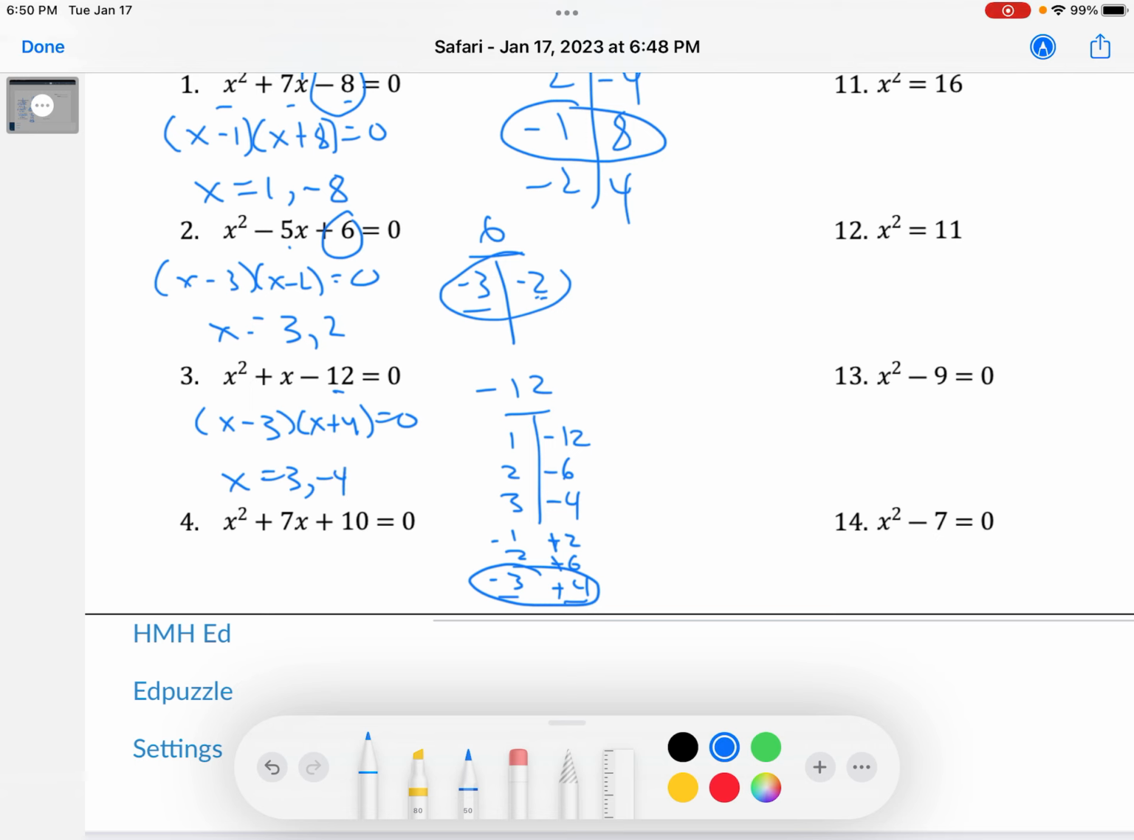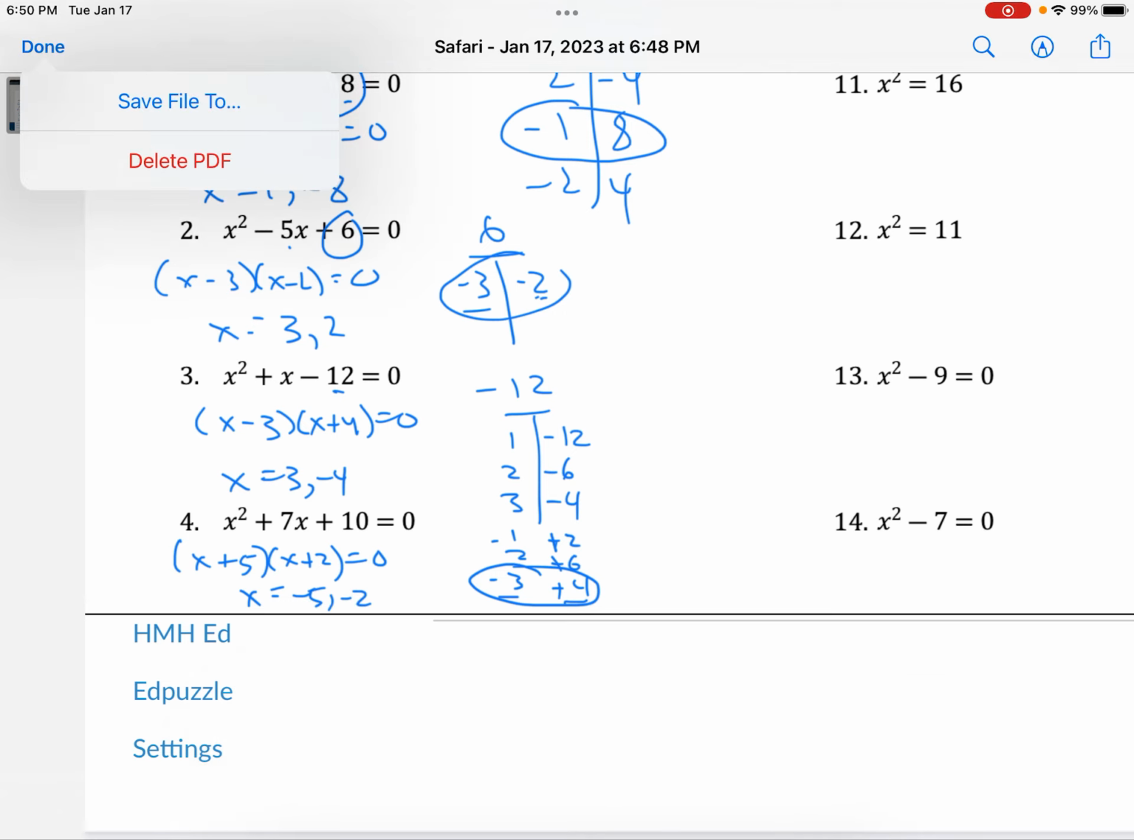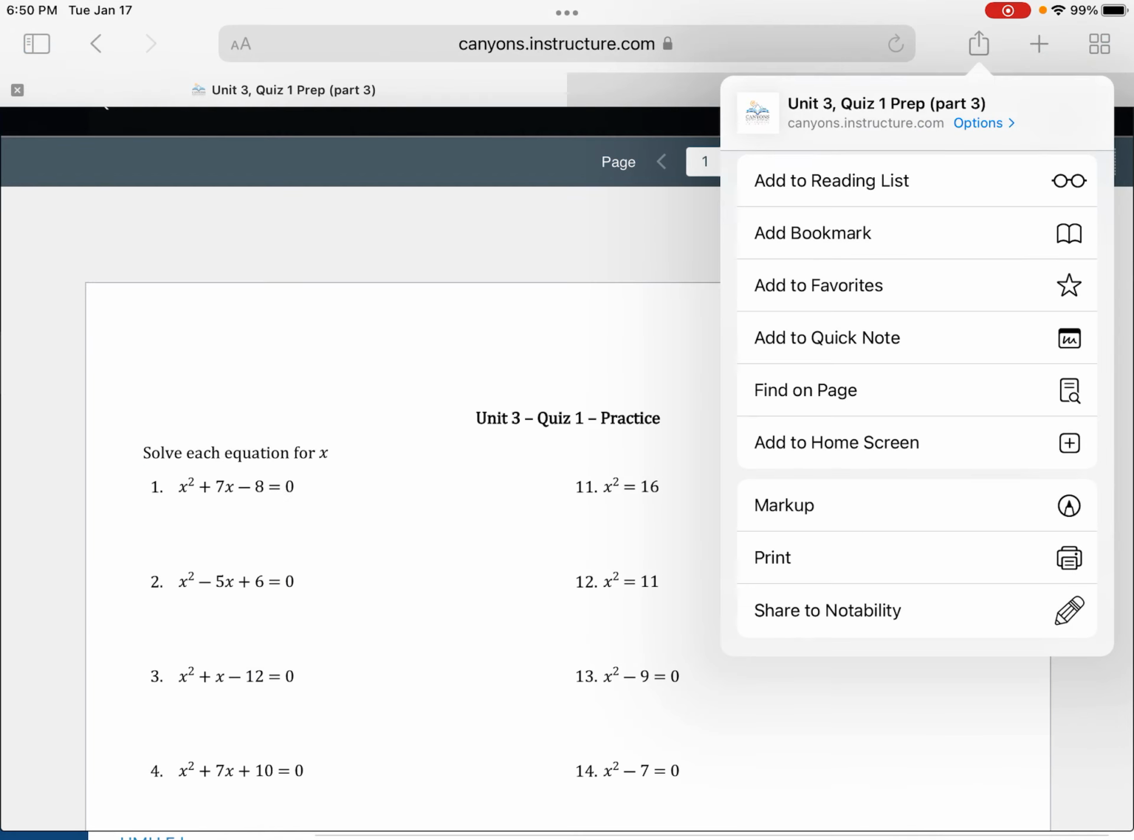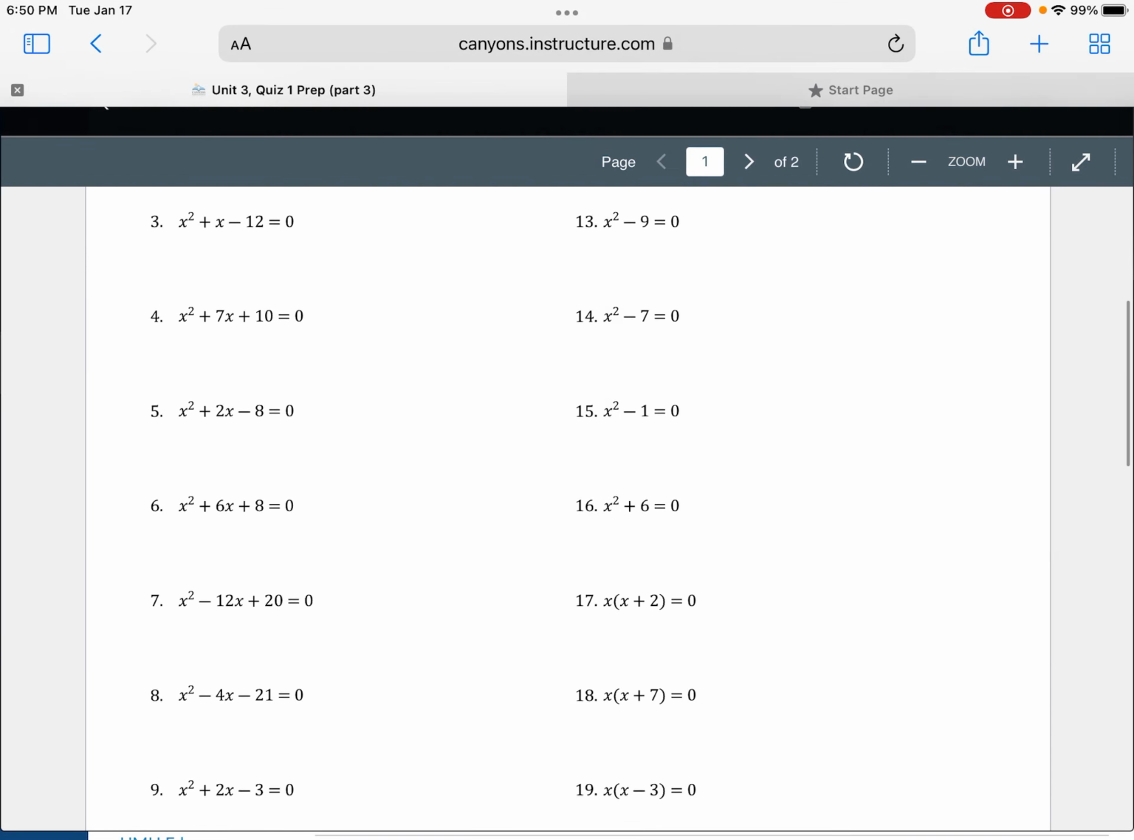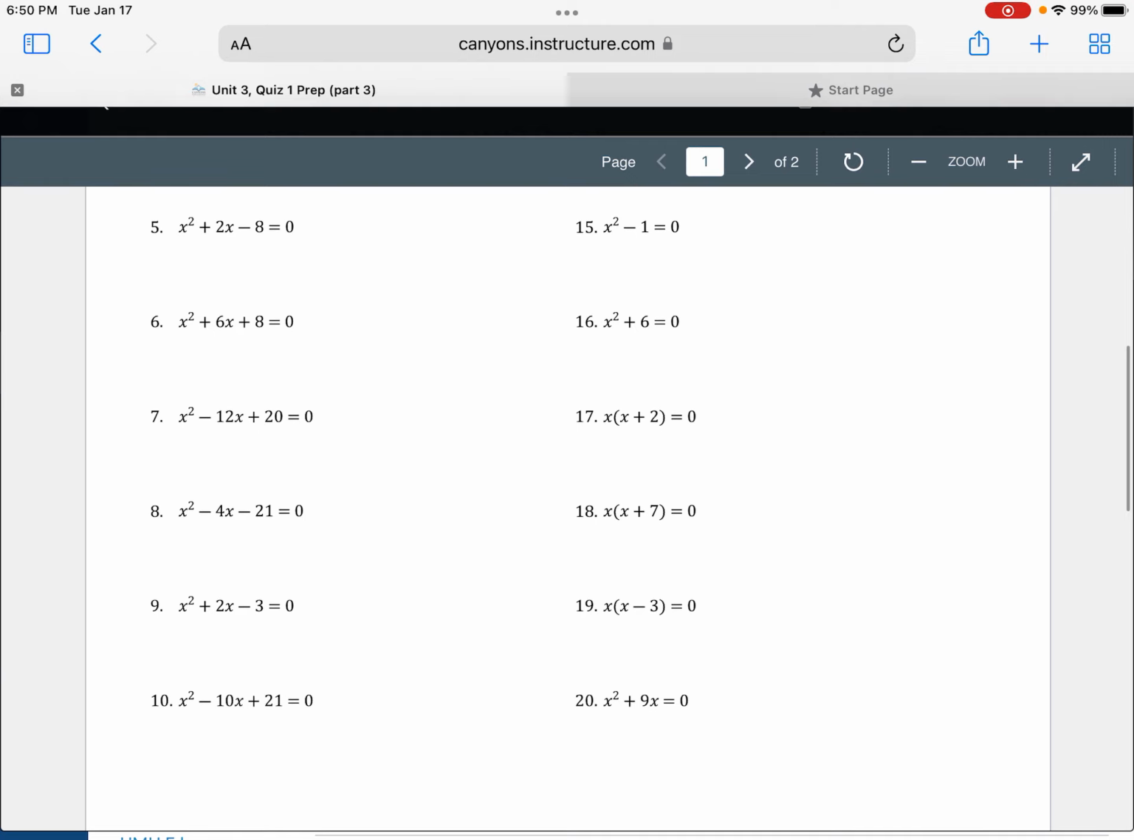Okay, this next one, 7 and 10. And my solutions are -5, -2. Okay, so let's scroll down here a little bit more. And let's do the bottom half of these ones.